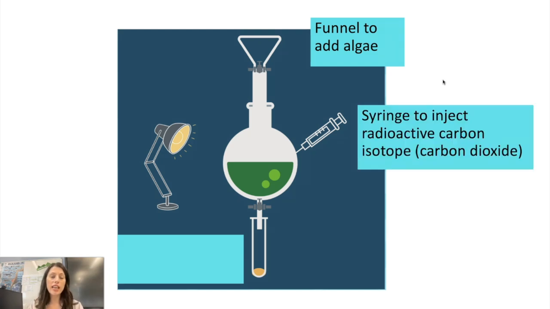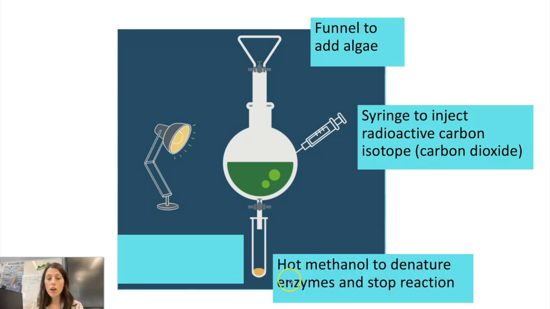The syringe is how you are inserting the radioactive or isotope form of the carbon into the experiment, and in that way, because all the other chambers exposed to the air are closed off, the algae only has access to carbon dioxide in the form of this radioactive isotope. So as the plant is photosynthesizing in the Calvin cycle, when carbon dioxide is combining with RuBP, it's combining in that radioactive form of carbon. The hot methanol at the bottom is to denature enzymes.